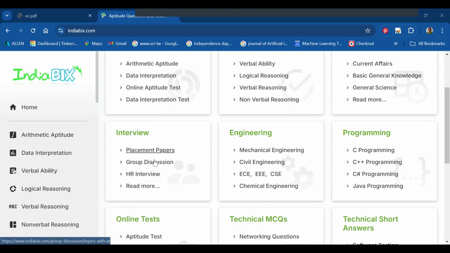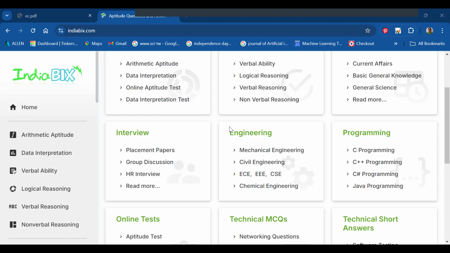So placement papers, group discussion, HR interview round, you can find everything in this. This is basically the most important site that you are going to explore for your placements. And even if I can reach out to 100 students who can get placed through this, I will be the happiest person.